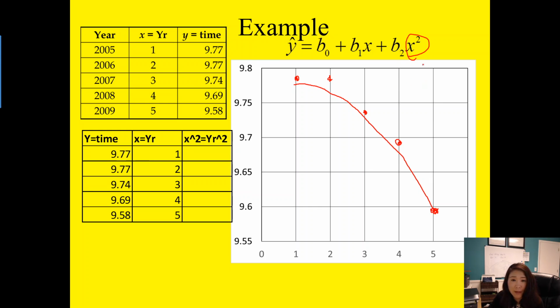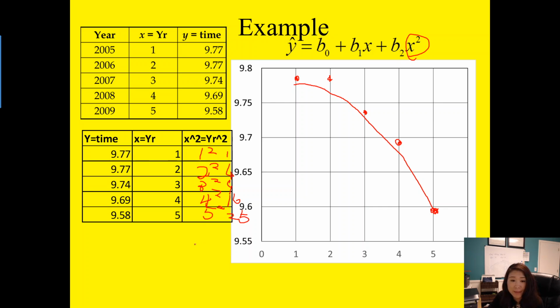Where is the value for x squared? Since the name is x squared, the value of x squared should equal the value of x, squared. So basically, you take the value of year and square it, for each year. Basically, we got 1, 4, 9, 16, 25. That is the observation for x squared.